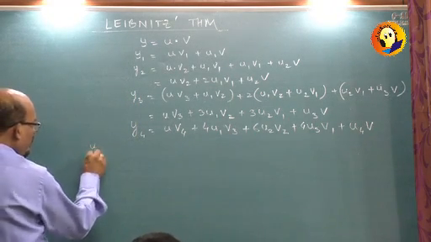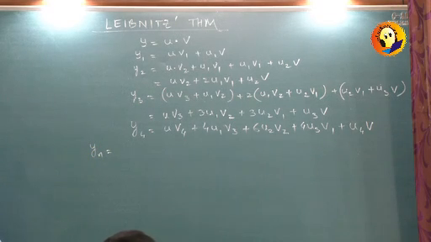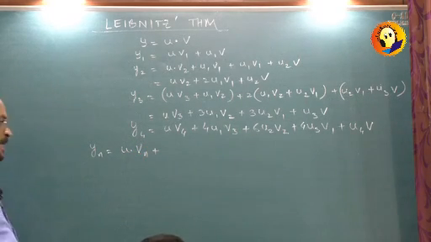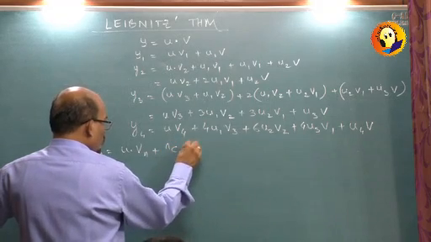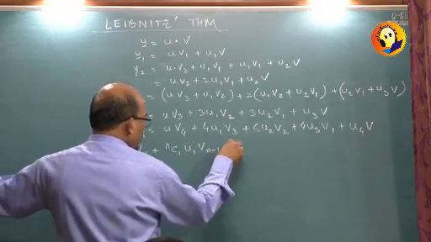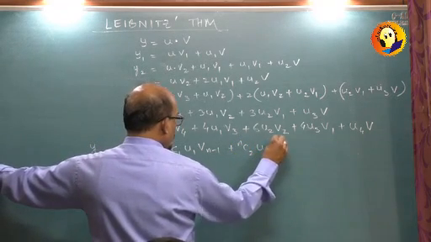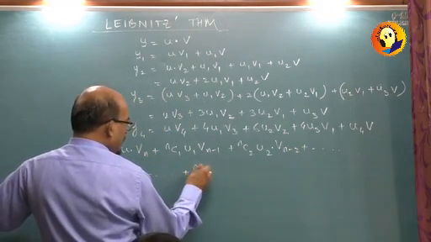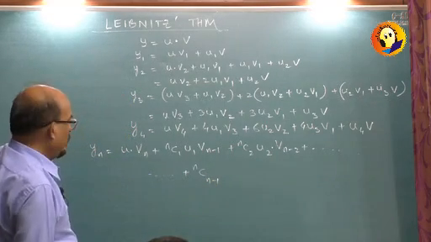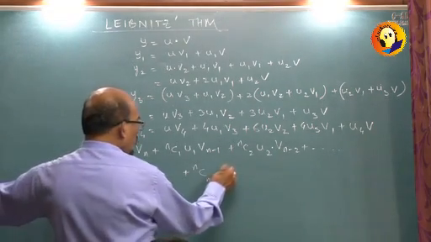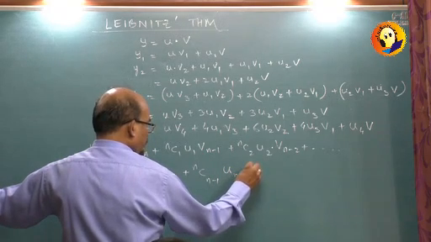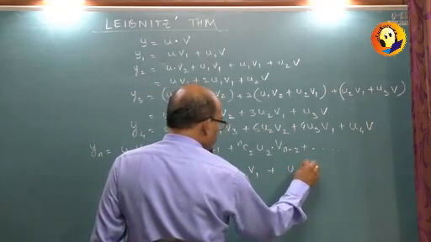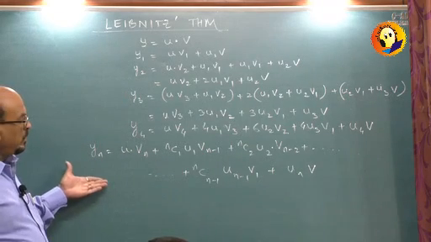And we can always have yn. It will be u into vn plus nc1 u1 vn minus 1 plus nc2 u2 vn minus 2 plus etc. plus ncn minus 1 u n minus 1 v1 plus un v. This is the Leibniz theorem.